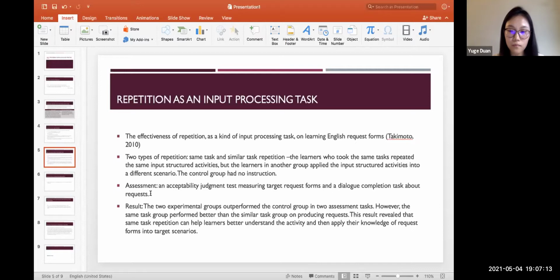So this result revealed that same task repetition can help learners better understand the activity, and students from this group can also better apply their knowledge of request forms into target scenarios than the other group. Okay, so these are the 2 studies that applied input processing tasks in teaching pragmatics.